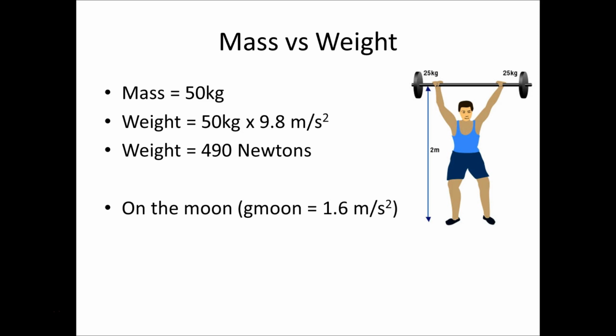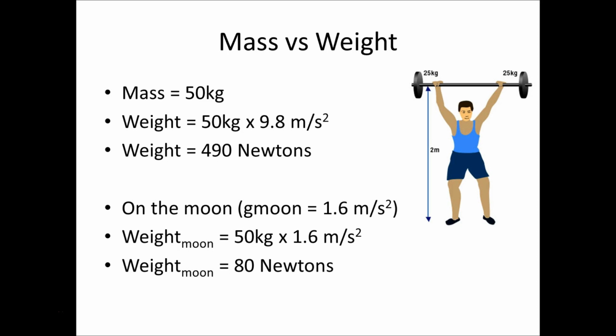Well, what would happen if we go to the moon? On the moon, gravity is less, about 6 times less, so 1.6. So if you take your weight to the moon, notice it's still going to be 50 kilograms. That doesn't change. However, if you now multiply by the acceleration of gravity on the moon, you're going to get a weight of only 80 newtons.